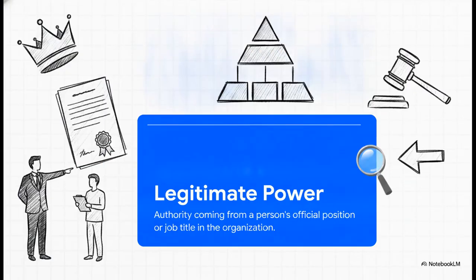We're going to break this down using French and Raven's famous 5 bases of power. First up is legitimate power. This is authority drawn entirely from an official title. Think of that manager who assigns you a massive project simply because, well, their door placard says manager. Their title grants them that exact right to direct outcomes.